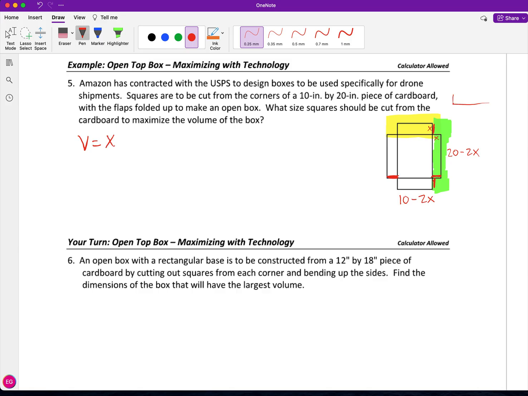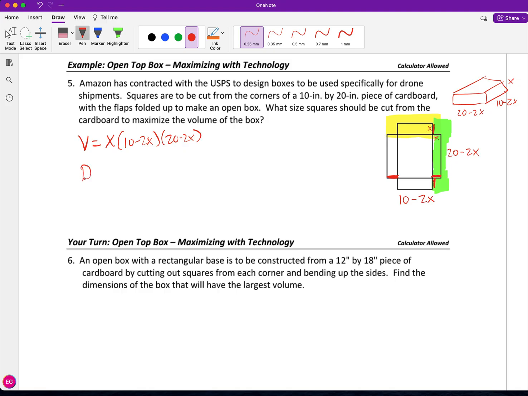So when we fold up this box and make this three-dimensional, beautiful little thingamabob here, we're going to have x as our height, and then 10 minus 2x is one of them, and 20 minus 2x as the other. All right, and if it helps you, draw that out every time. So volume is x times 10 minus 2x times 20 minus 2x.